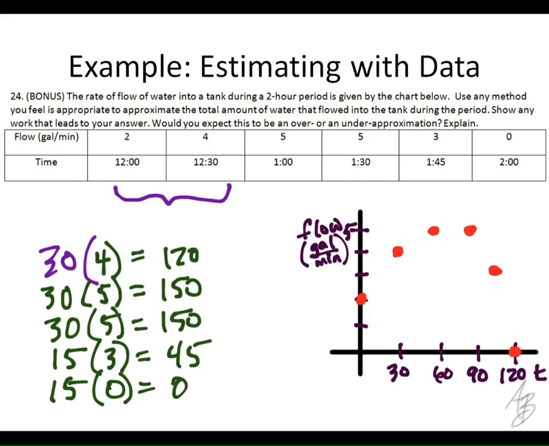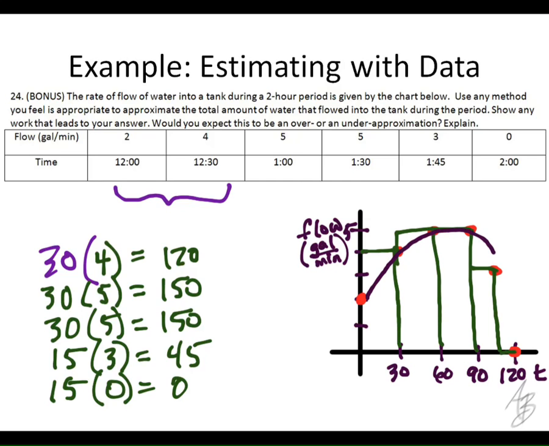And what do you think? Would that be an over or under approximation? I think probably an over approximation. If we draw the rectangles that would be represented here, they would look like this. And that would just be a flat line there.